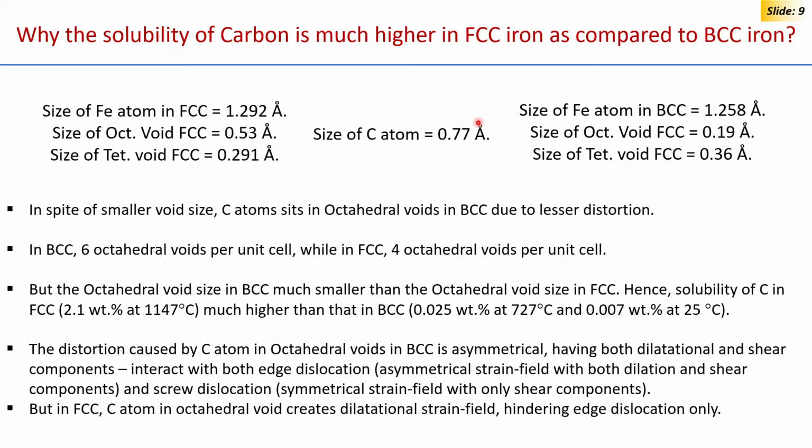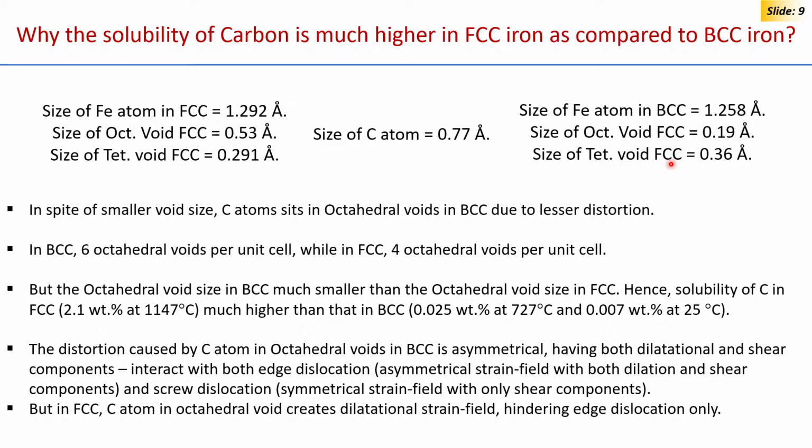So, if a carbon atom of 0.77 angstrom would have to go into a void, which void would it prefer, right? Between octahedral and tetrahedral, it would prefer octahedral voids, because in both cases, FCC and BCC, you see octahedral. Sorry, this right hand side is BCC, it is a typing mistake. This F will be B. So, here it is written B. So, these will also be BCC. Okay.